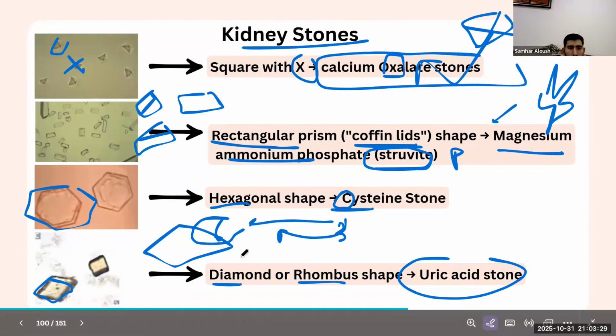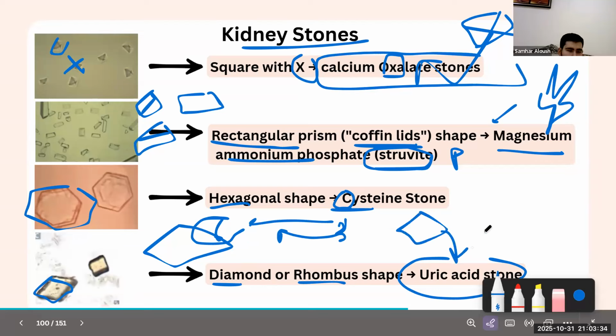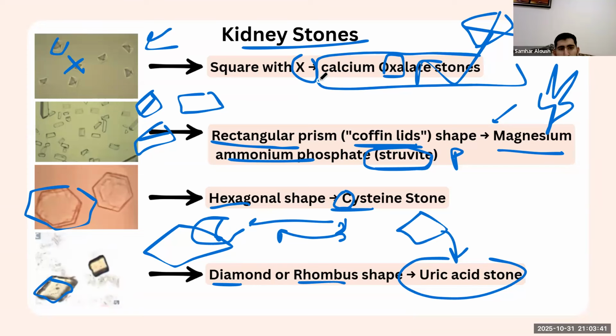The last thing is rhombus shape, which is diamond, uric acid stone. This must be memorized by name. Honestly, the most common one they ask about is calcium oxalate. Is it clear?